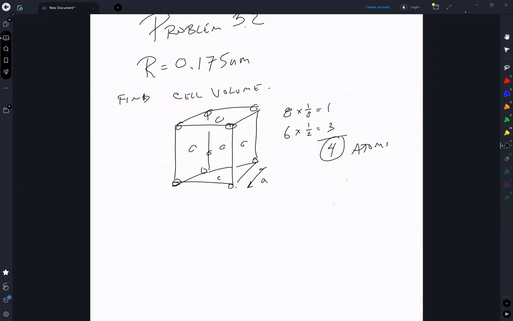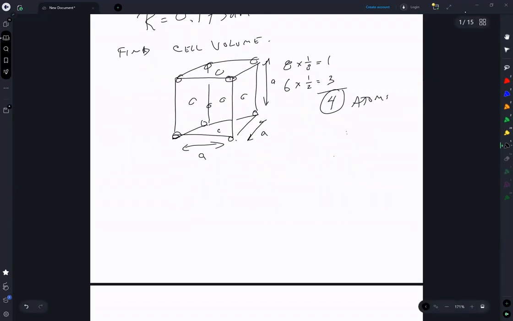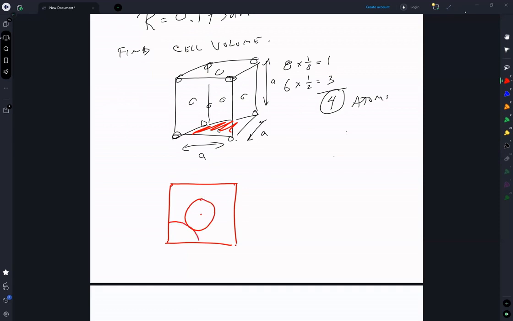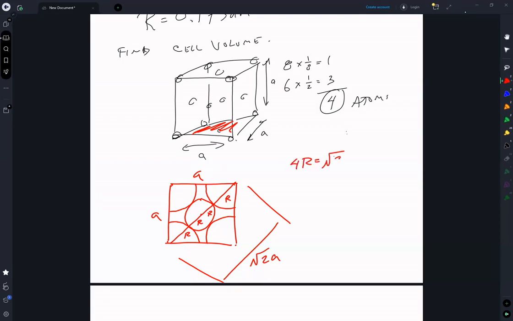We have a lattice parameter, which we're going to call a. And we know that looking at the face of an FCC, the atoms touch down that face diagonal, which is square root of 2 a. Therefore, with atomic radius r, 4r is equal to square root of 2 a.